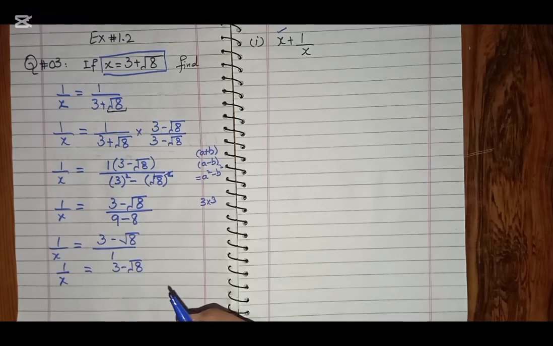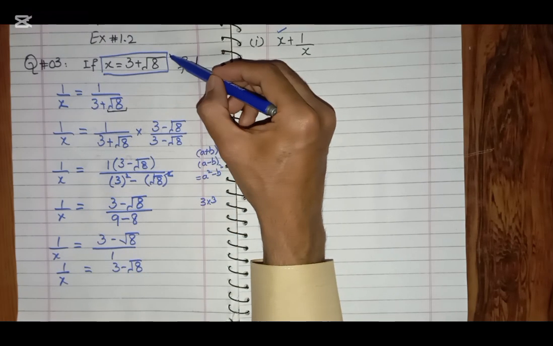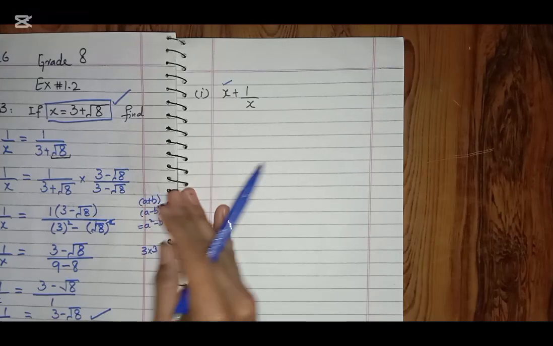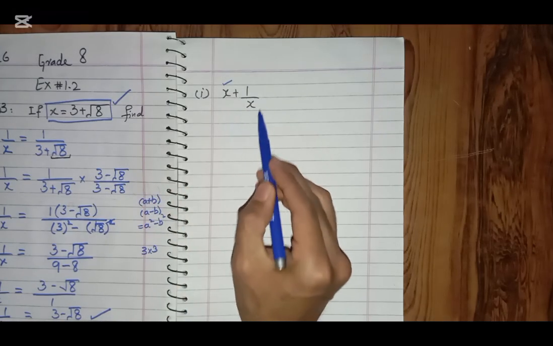Now you get both of the values. This is our value of x and this is our value of 1 over x. Now simply you put all of the values in all parts and you will get your answers of all parts. Part 1 says that you have to add x and 1 over x.